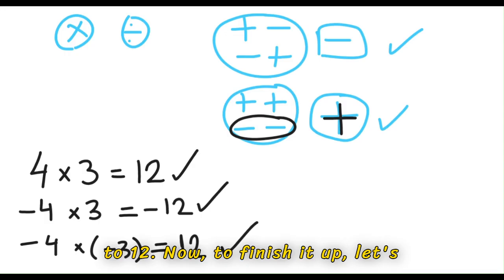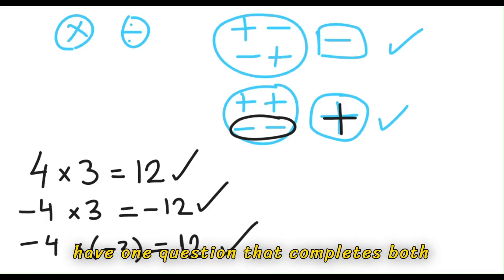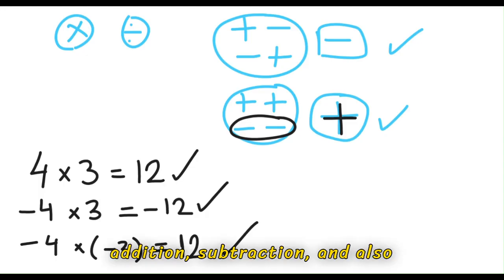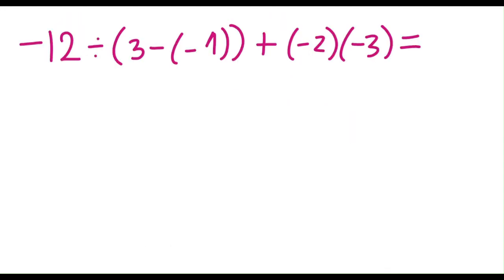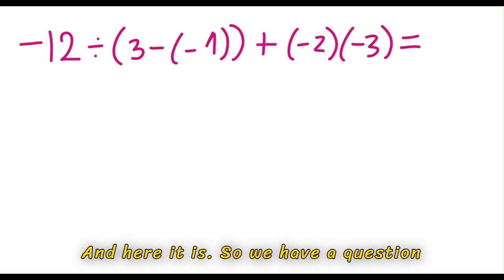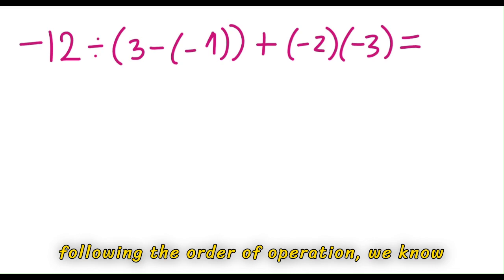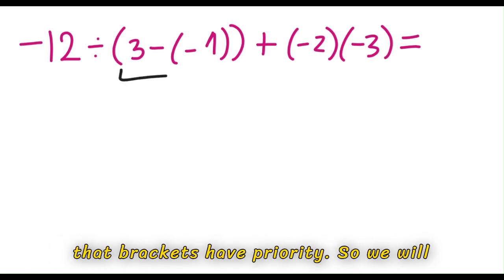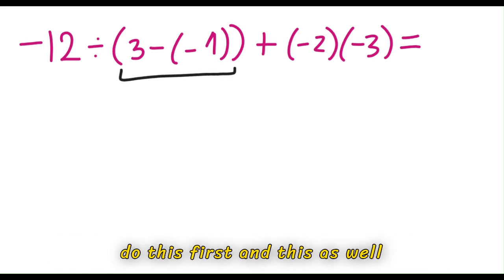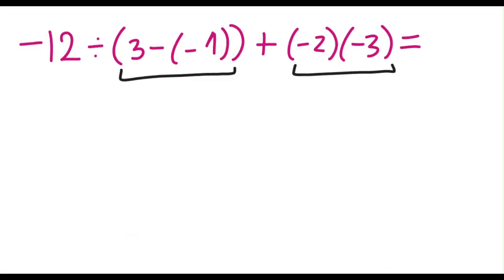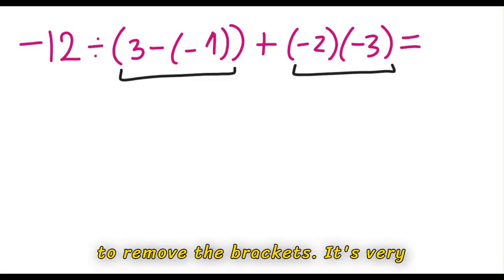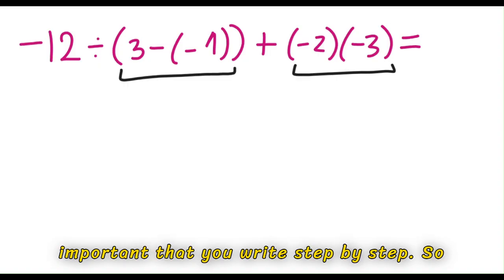Now, to finish it up, let's have one question that completes addition, subtraction, and also multiplication and division. And here it is. So we have a question that has basically everything. But following the order of operations, we know that brackets have priority. So we will do this first and this as well to remove the brackets. It's very important that you write step by step.